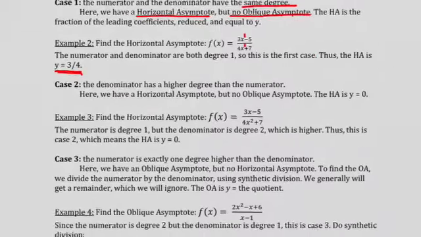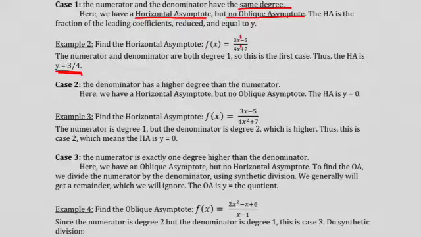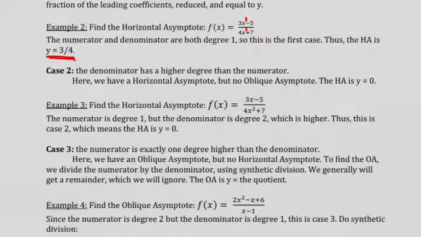Now, in the second case, the denominator has a higher degree than the numerator. If you look at example number 3, you will see that the denominator has a leading term of degree 2, while the numerator has a leading term of degree 1. So your denominator has a higher degree than your numerator, and in that case, we have a horizontal asymptote but no oblique asymptote. The horizontal asymptote is y equals 0. All right? You need to know that perfectly well.